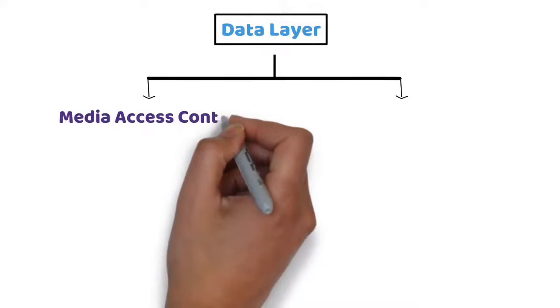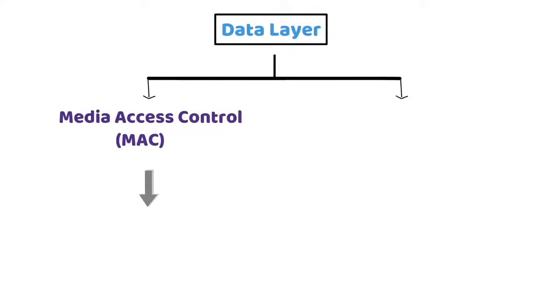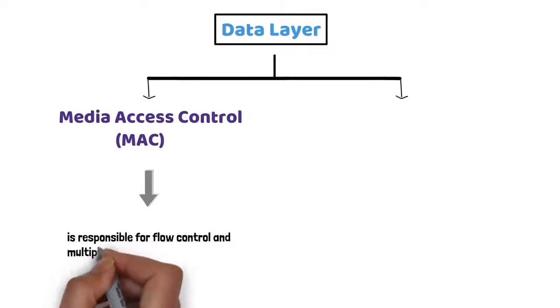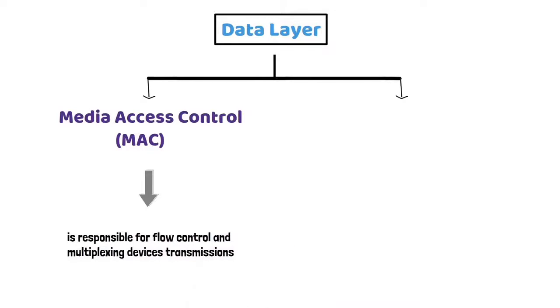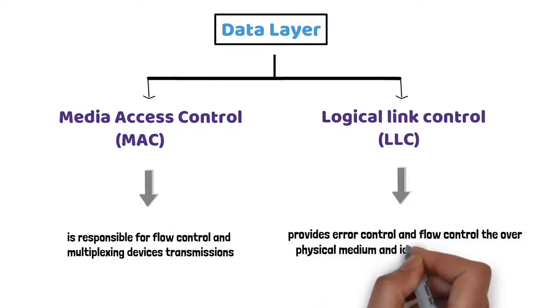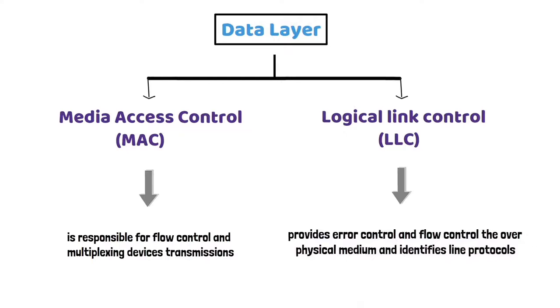Media Access Control, MAC. The MAC layer is responsible for flow control and multiplexing devices' transmissions over the network. Logical Link Control, LLC. The LLC layer provides error control and flow control over the physical medium and identifies line protocols.